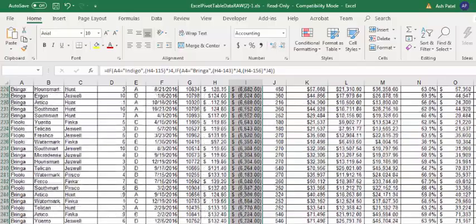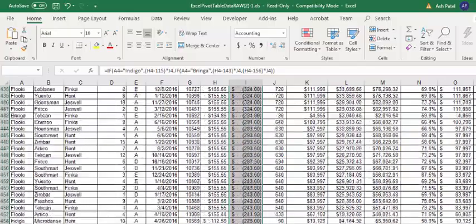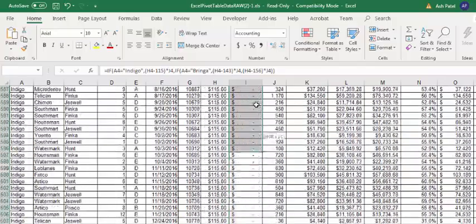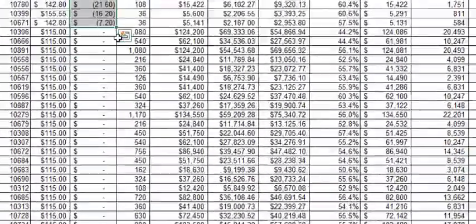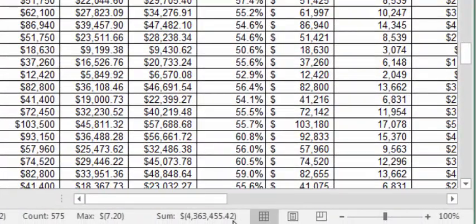I was looking for the net. So let's just add these up, just the negatives. So we gave a lot of discounts. And take a look. The answer would be 4363455.